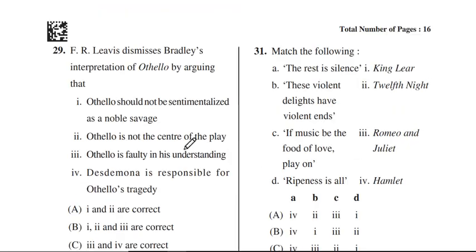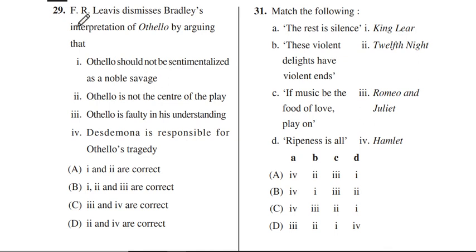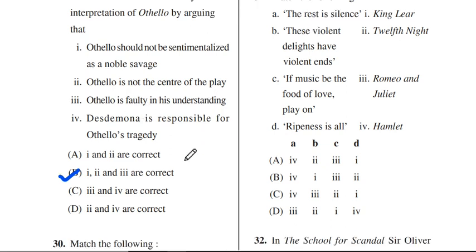So the next one is 29th one. F.R. Leavis dismisses Bradley's interpretation of Othello by arguing that... For this, the correct answer is B. That means 1, 2, and 3 are correct. Othello should not be sentimentalized as a noble savage. Othello is not the center of the play. Othello is faulty in his understanding.